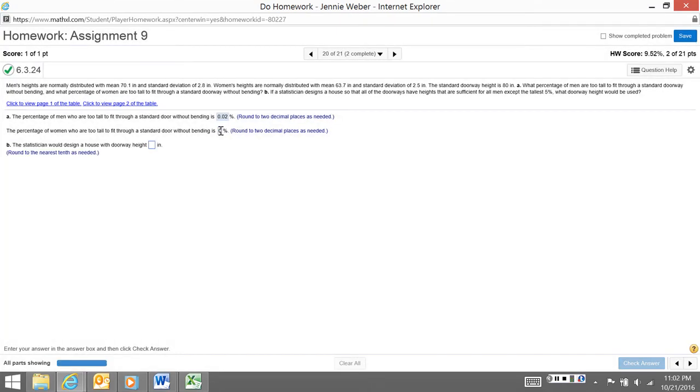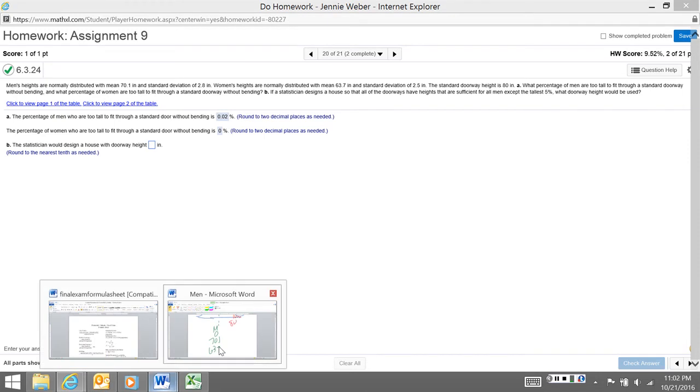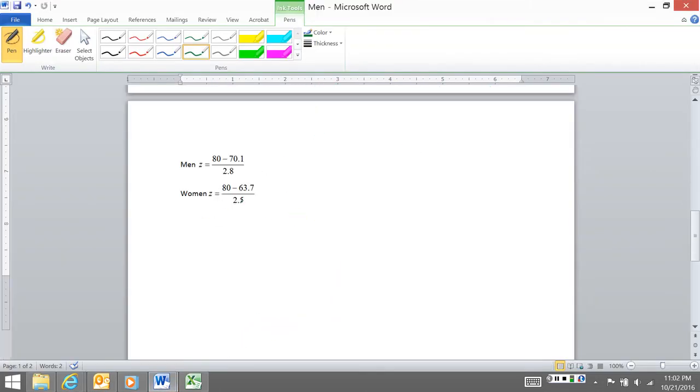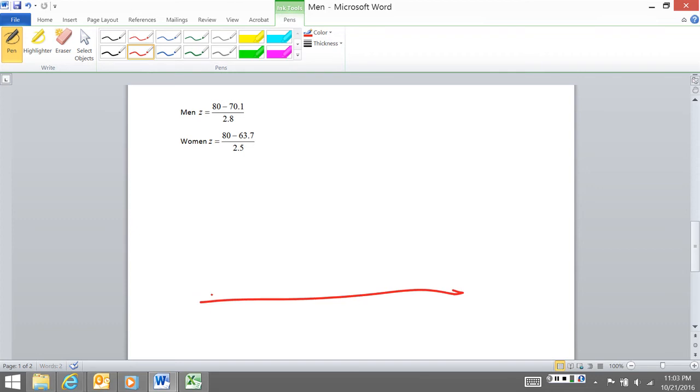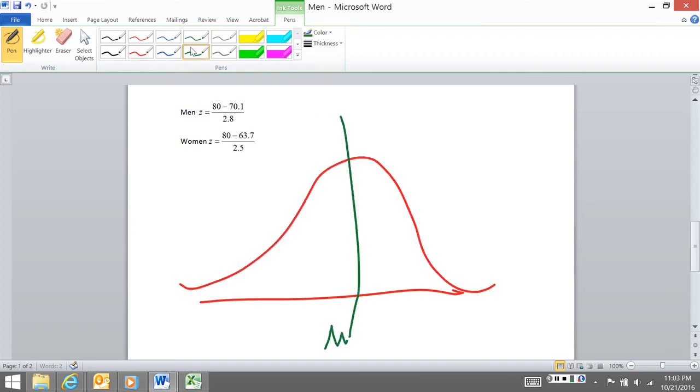Okay, now, what was the second question? If a statistician designs a house so that the doorways have a height sufficient for all men except the tallest 5%, what would the doorway height be? Okay, well, let's go here. You can see here, this is the conversion formulas if you wanted them. So now we've got this again. We've still got our mean coming here. Here's our mean. But what we want to know is we don't know what this is. Before we knew it was 80, but we want this to be 0.05. We don't care if the tallest 5% bend. And of course, we're just talking about men, because if the tallest 5% of men bend, less than that of women are going to bend.